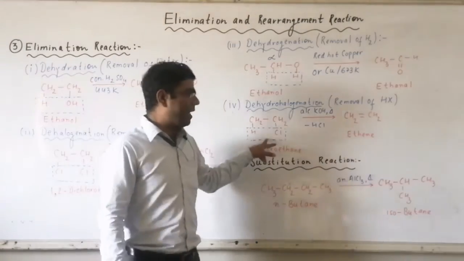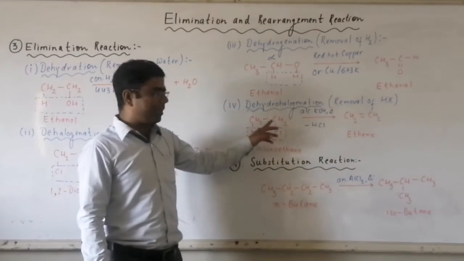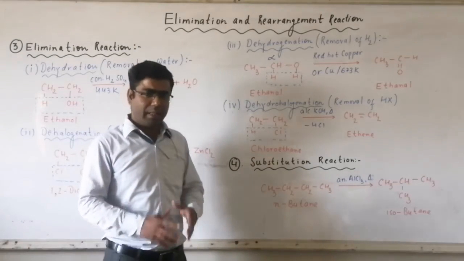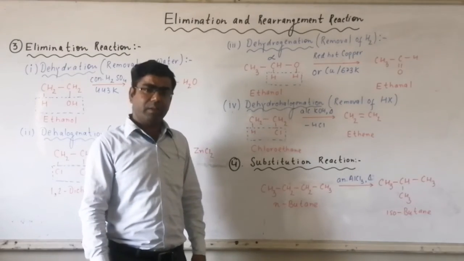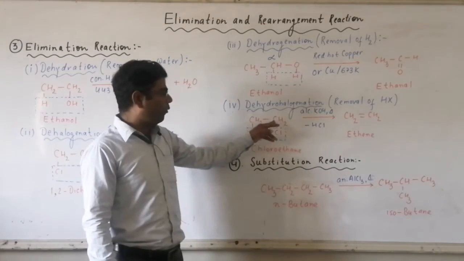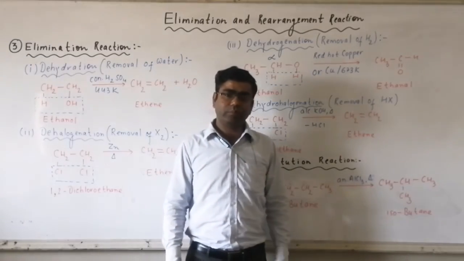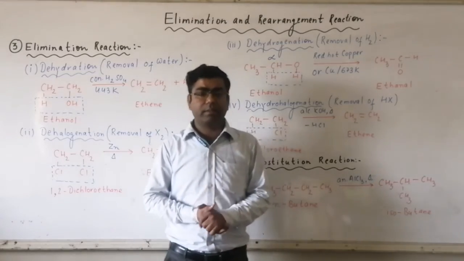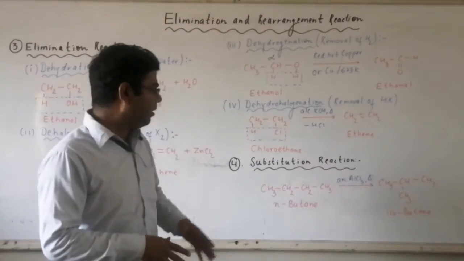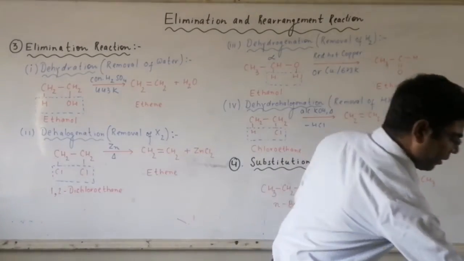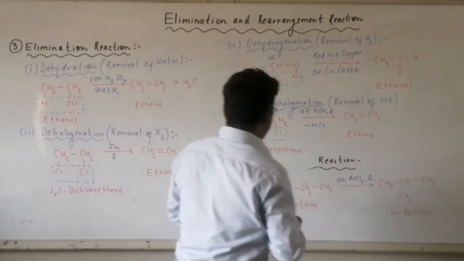So when haloalkanes or alkyl halides are heated with alcoholic KOH, then Cl from this carbon and H from this carbon are removed. So H will combine with Cl and will be removed in the form of HCl. And there will be a formation of a new bond between the carbon-carbon atoms. As a result, chloroethane is converted to ethene. So it is all about an elimination reaction. Then comes the last reaction, that is the rearrangement reaction. It is not substitution, it is the rearrangement reaction.